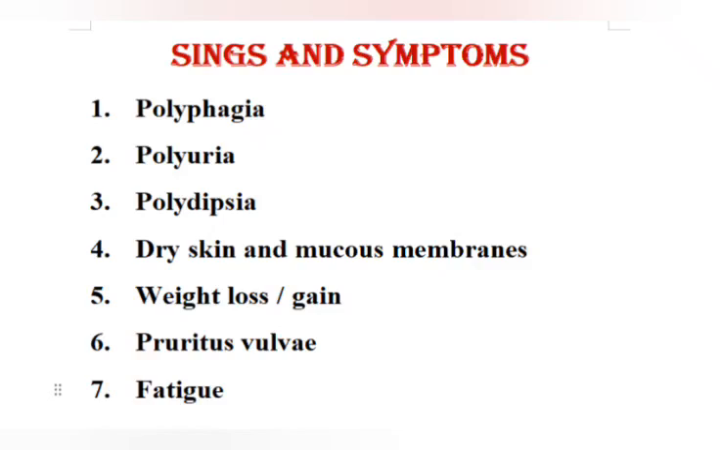Then number 6, the sign and symptom is pruritus vulvae. This is the itchiness that you feel at the vulva. That itchiness is because of bacteria. You know bacteria like sweet things. Because you are urinating a lot, the urine comes out with some glucose, so there will be multiplication of bacteria around the genital area. So this woman is at very high risk of developing urinary tract infection.